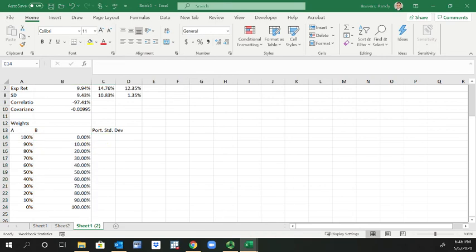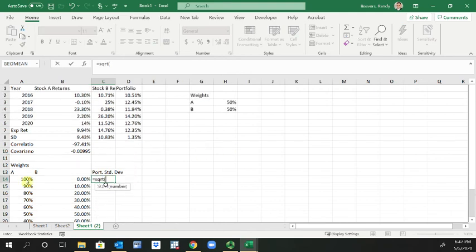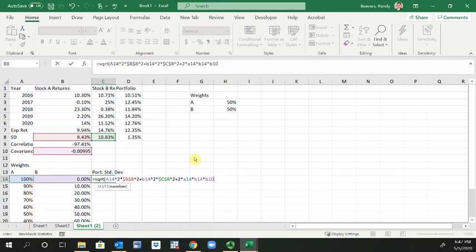So now to calculate, what is our formula for the portfolio standard deviation? It's equal to the following. It's the square root of A weight squared, so caret 2, times B8 anchored, I need the square of that, so the variance, plus B14 caret 2 times C8, the standard deviation for B, anchored, caret 2, plus 2 times A14 times B14 times B10, which is the covariance.